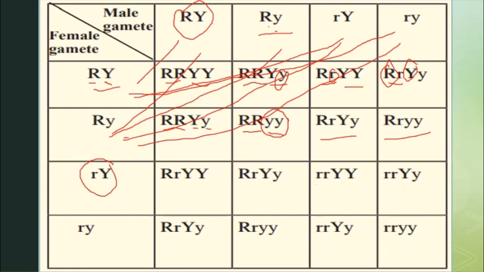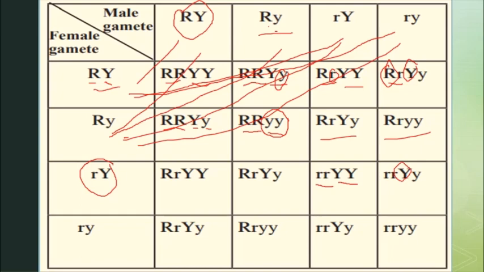So here we have two small r's and two capital Y's. Two small r's, that means the plant which will be produced will have a wrinkled seed. And as we have two capital Y's, that means it is yellow. So here you will get a wrinkled yellow seed. Same way here also you will get a wrinkled yellow seed. Why a wrinkled yellow seed here? Because this Y is dominant. If this wasn't there, if it is small, then we would get a green seed.